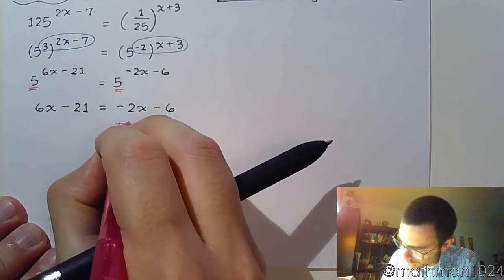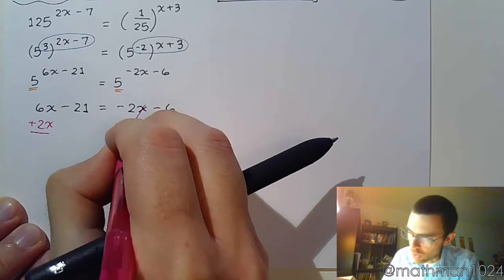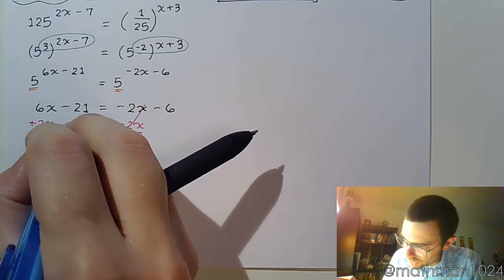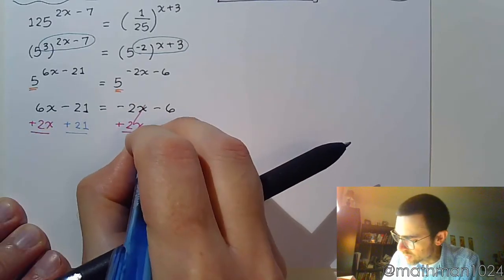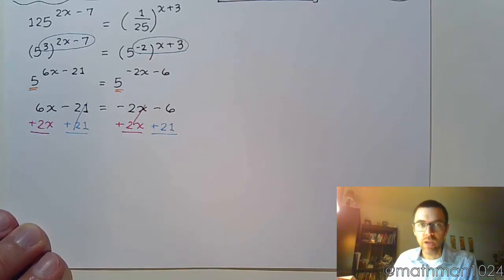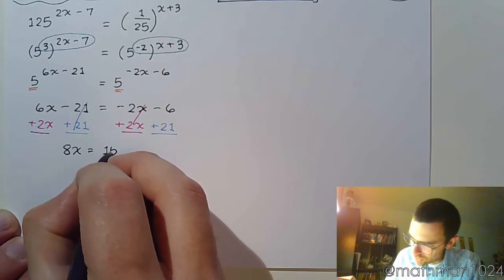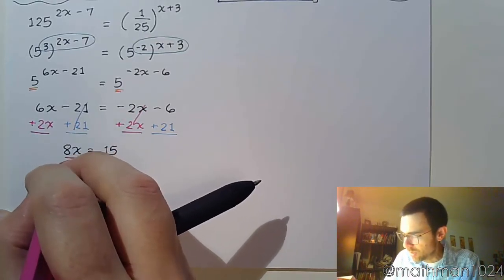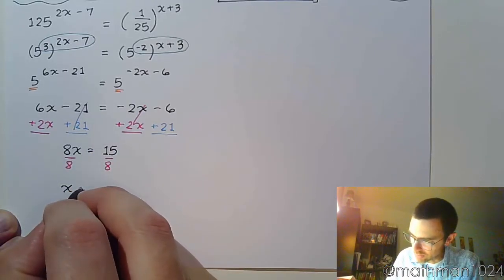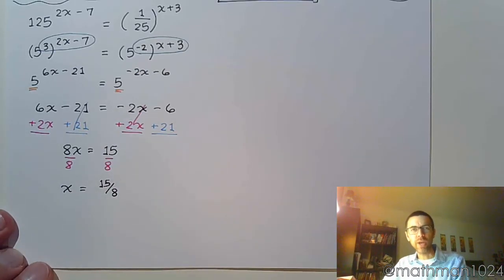I'm going to add 2x to both sides. And while I'm moving the variable to the left, I'm going to add 21 to move my constant to the right side. All right, so now we have 8x is equal to 15, which means that x is equal to 15 over 8. That wasn't so bad, was it?